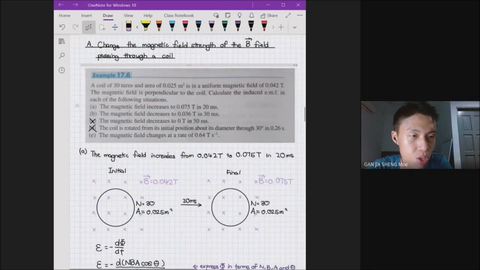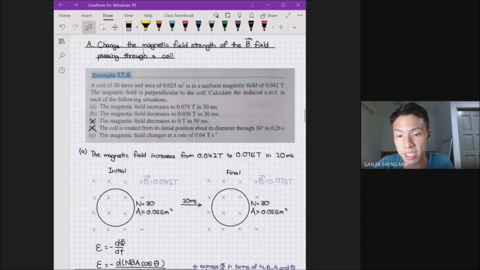So let's look at the first question over here. In this question, we are going to change the magnetic field strength, and that will cause a change of magnetic flux, and that will induce an EMF.